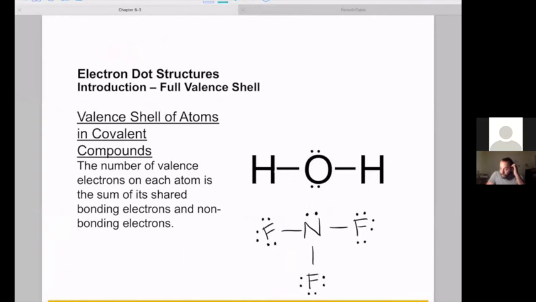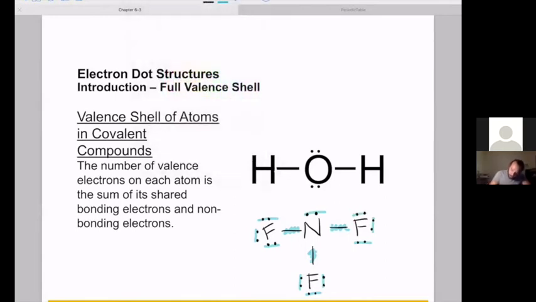Again, in terms of counting electrons, each lone pair counts as 2. So this is 2, 4, 6, and then the lone pairs, 8, 10, 12, 14, 16, 18, 20, 22, 24, 26.